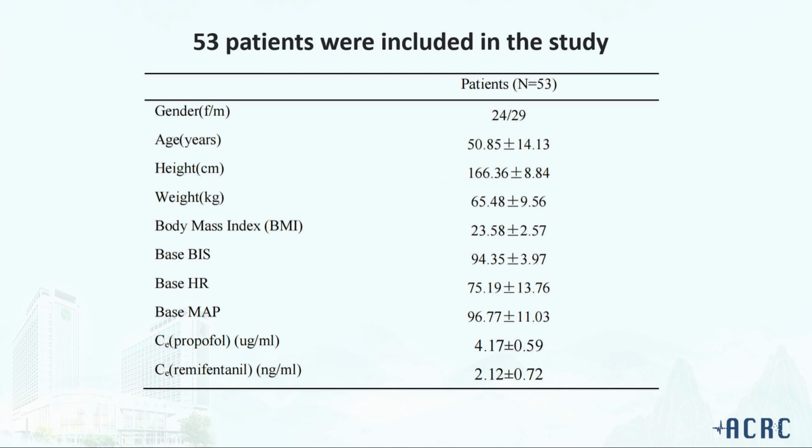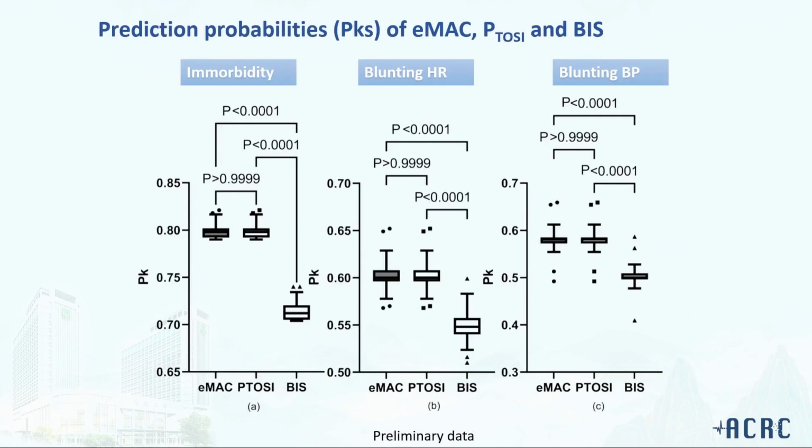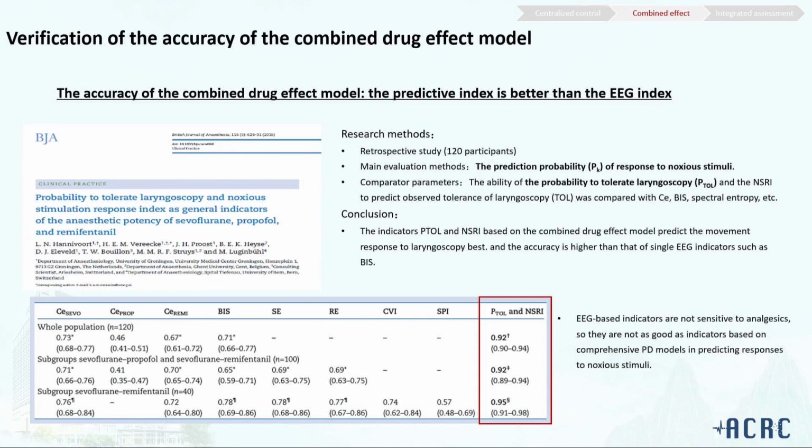So this is the characteristics of the 53 patients. And here we can see the prediction probabilities of the EMAC and the tolerance to skin incision, the probability and the BIS, they perform quite differently. For immobility, blunting heart rate, and blunting blood pressure, the prediction probability was significantly higher for the EMAC when compared to the BIS. And this is in accordance with the previous study published.